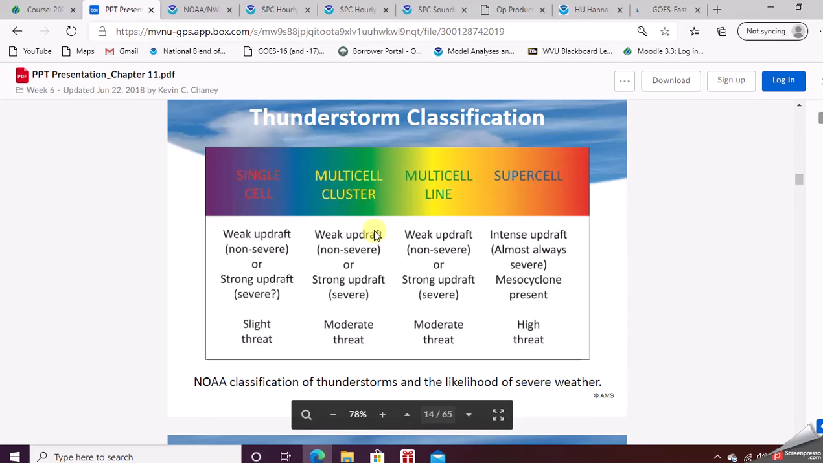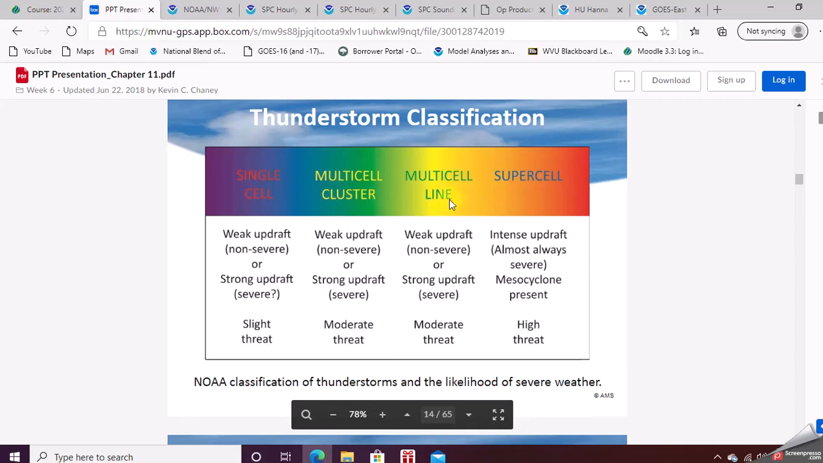Now, if you have really strong wind shear, typically the wind shear has got to be at least 40 knots in the lowest 6 kilometers of the atmosphere. Typically, it's more like 60 knots or more for a supercell to form. And that's where rotation develops in the thunderstorm. They have tremendous updrafts. And those are the ones that cause a vast majority of the severe weather.